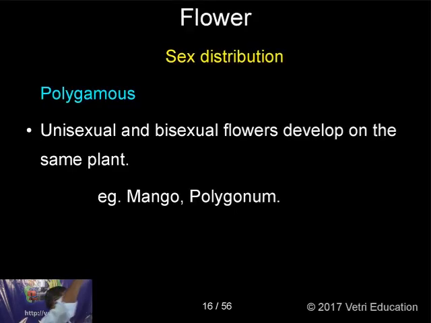The third one is the polygamous condition. There you can find unisexual, male flowers, female flowers and bisexual flowers are all found in the same plant. That is called polygamous condition. Example, mango and polygonum.